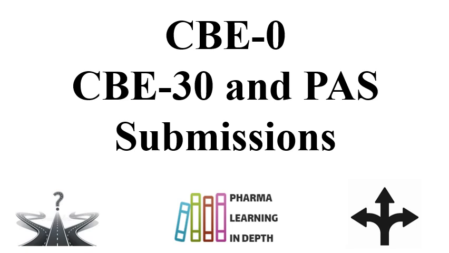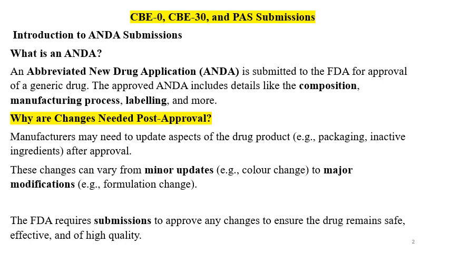So whenever changes are there to the formulation or to the product, these are required to be documented. Three categories are there mainly for the US market, that is CBE 0, CBE 30 and prior approval supplement. So let's start with the information. First is ANDA introduction. ANDA is a generic application, that is abbreviated new drug application, submitted to the US FDA for approval for the generic product.